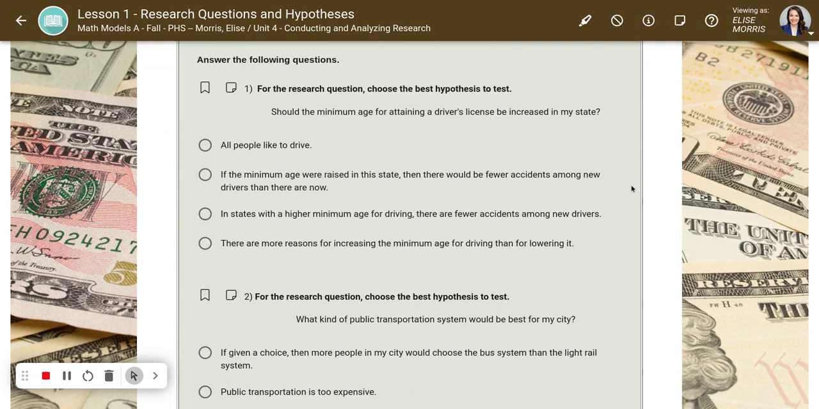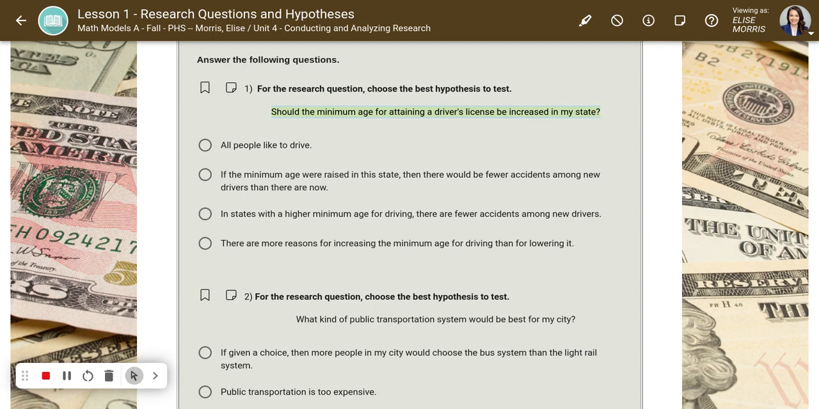question number 1. So for the research question, choose the best hypothesis. So here is our research question. This is what we're interested in. Should the minimum age for attaining a driver's license be increased in my state? Okay, minimum age for driver's license, think about that. That's 16 currently. Should that be increased, maybe like 18 or 21? So this is what we're interested in.